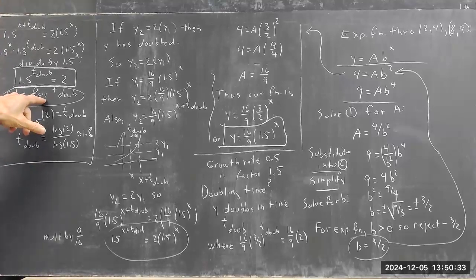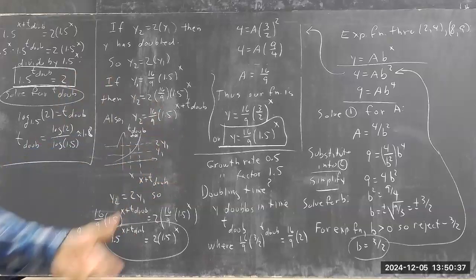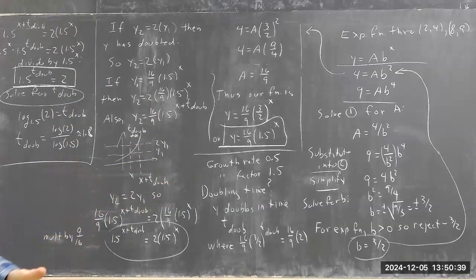And we solve. How do you solve that equation? Well, we already solved an equation like that. You change it to logarithmic form, and you get t doubling equals log base 1.5 of 2. And you work that out, and I estimated, I think it's maybe about 1.8.